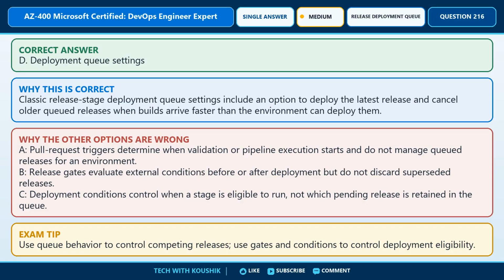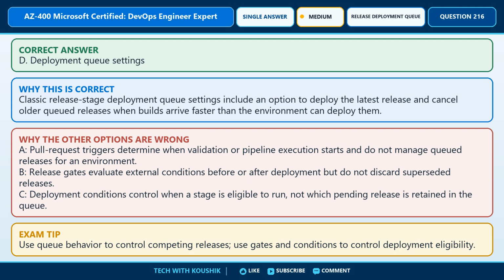The correct answer is option D, deployment queue settings. Here's why. Classic release stage deployment queue settings include an option to deploy the latest release and cancel older queued releases when builds arrive faster than the environment can deploy them. Why are the other options not correct?